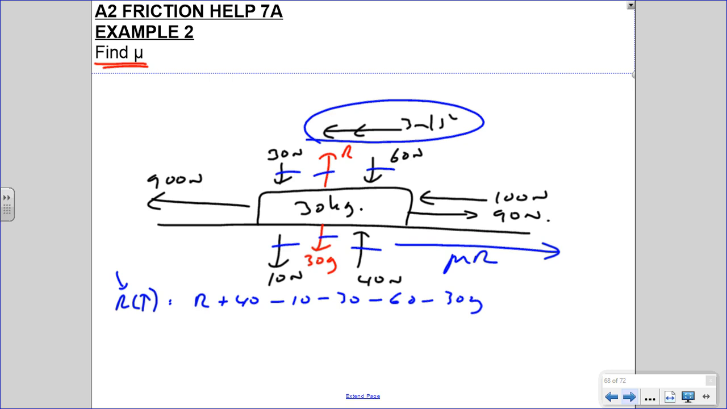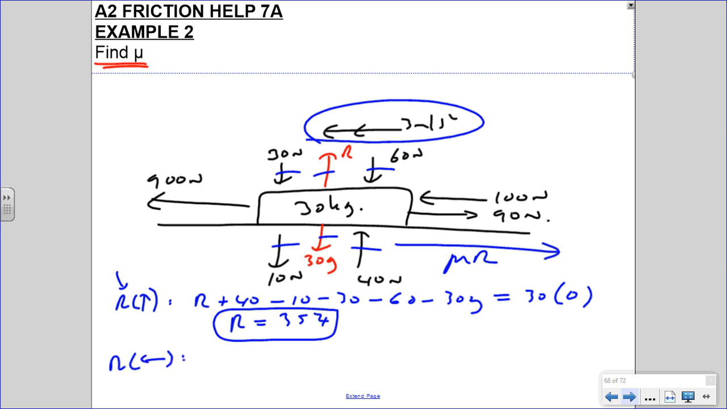So nice, I'm ticking off the forces. Equals total mass times acceleration. It's not bouncing up and down. So from there we can find R. So 40 minus 10 minus 30 minus 60 minus 30 times 9.8. Whoops. Do it again. 40 minus 10 minus 30 minus 60 minus 30 times 9.8. So R is 354. I might make a mistake because I'm doing this fast, but you can always do this along with me and you get the general idea.